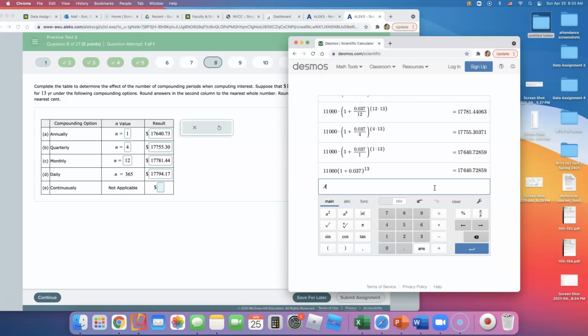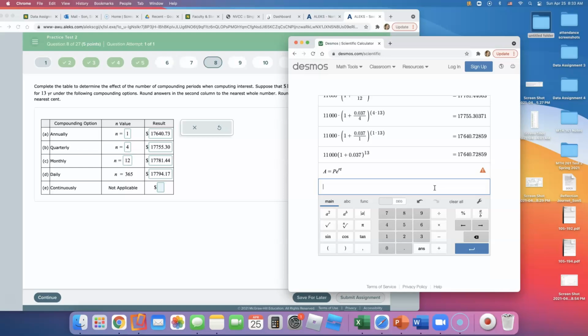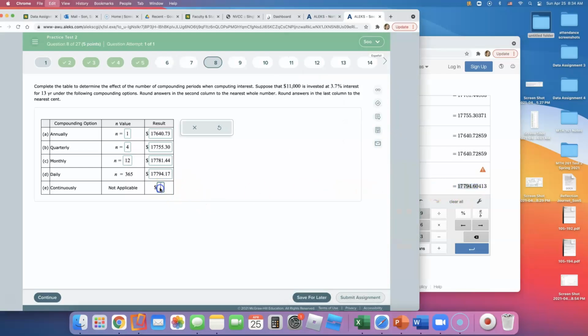A equals P times E raised to the RT power, right? So that's what we're going to use. The final ending amount will be the principal of 11,000 times E raised to the RT power. R is 0.037 and T is 13 years. So that is how you do your compounding formula. I'm going to go ahead and enter that right here. Hopefully me copying the numbers off the Desmos calculator will be okay. So I'm going to go ahead and just submit the assignment to see.